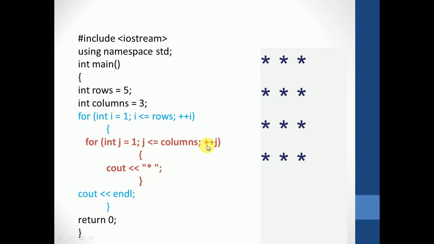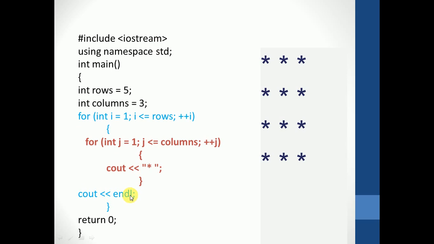Now it increments j. Now your j becomes 4. Is 4 less than or equal to 3? The condition is not satisfied. So where does it go? Yes, very good. It comes outside the for loop. So this statement will be printed.